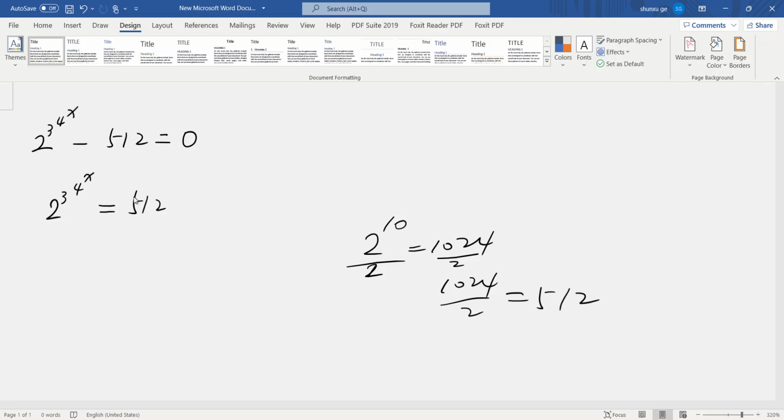Okay, so that means it equals 2^9. So we write 2^9. Okay, this base is the same. That means 3^(4^x) equals 9.